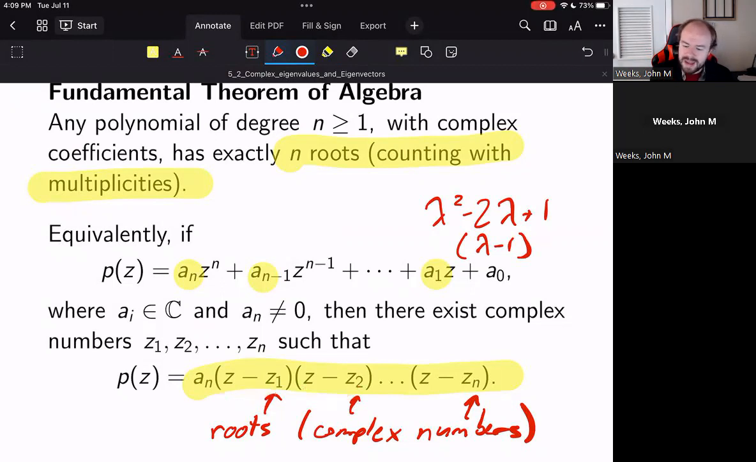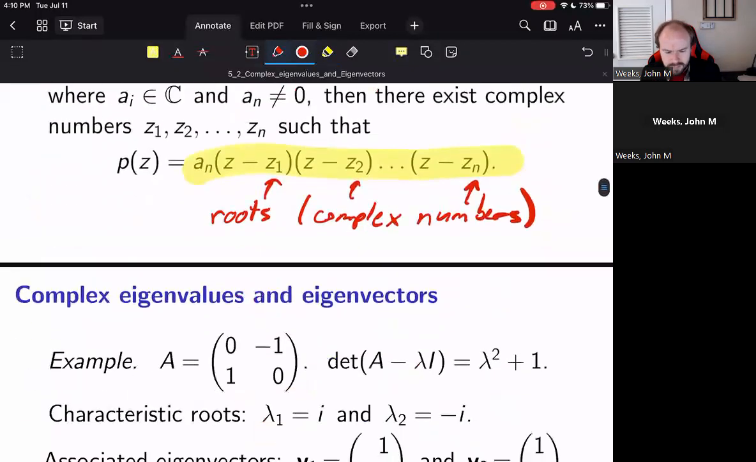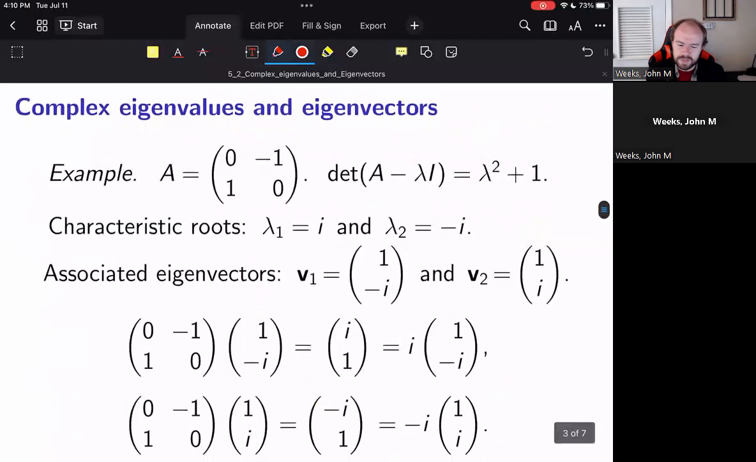And 1, by the way, is a complex number. And remember that the way that we write complex numbers is in the form a plus bi. So 1 is just the number 1 plus 0i. So the real numbers are included in the complex numbers whenever we discuss them in this form. So let's take a look at this in terms of the example that we've been looking at before. The example A equals [0, -1; 1, 0].